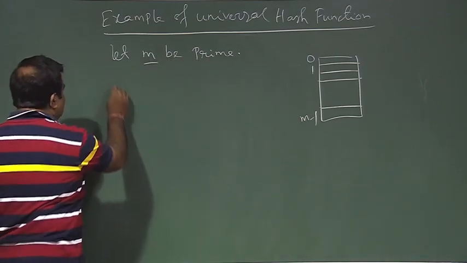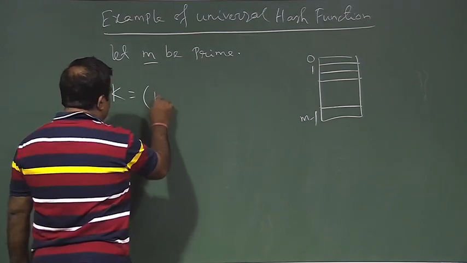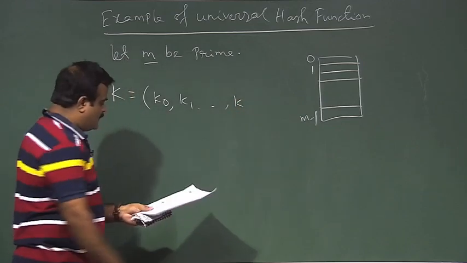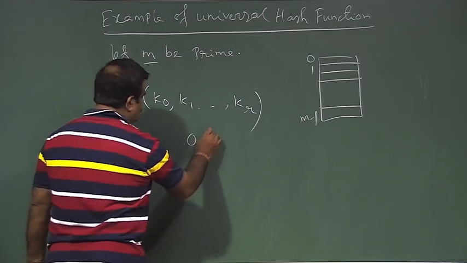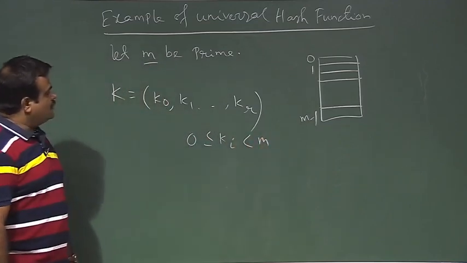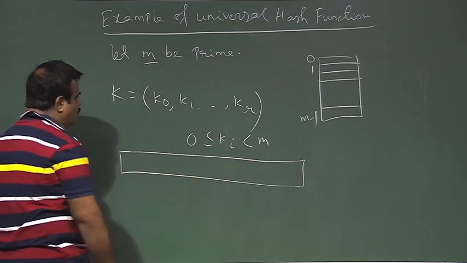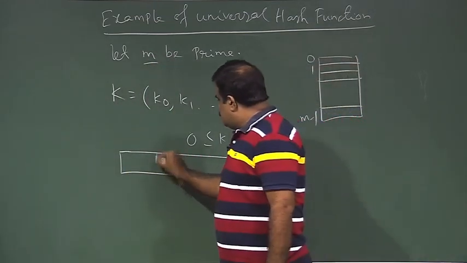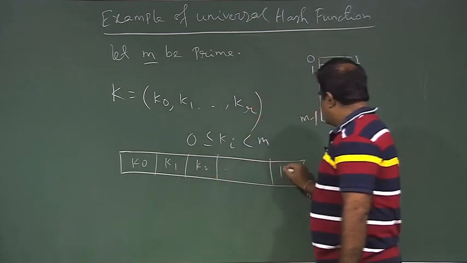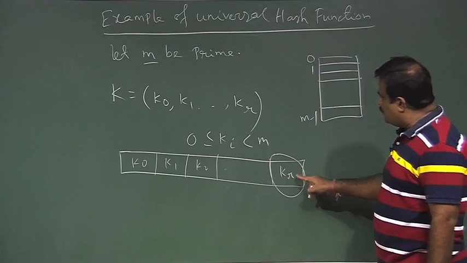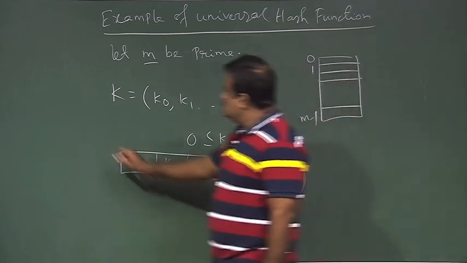Now we have a key k, and we decompose this key into r plus 1 digits: k0, k1, up to kr, where each of these ki's is less than m. A given key is usually very long, so we are dividing this key into digits like k0, k1, k2, and the last one is kr, and each of these values is bounded by m. This is the decomposition we are doing on the key.